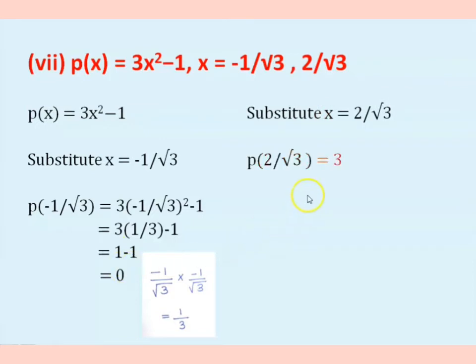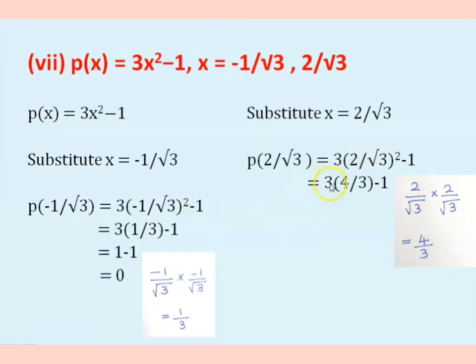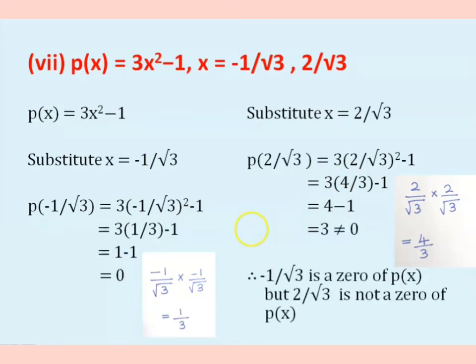Substitute x is equal to 2 divided by root 3. So P of 2 by root 3 equals 3 into 2 by root 3 the whole squared minus 1. So 2 by root 3 into 2 by root 3 is 4 by 3. We'll substitute 4 by 3 in the place of 2 by root 3 the whole squared. 3 and 3 will be cancelled out and we have 4 minus 1, which is equal to 3, that is not equal to 0. Therefore, minus 1 by root 3 is a 0 of P of x, but 2 by root 3 is not a 0 of P of x.